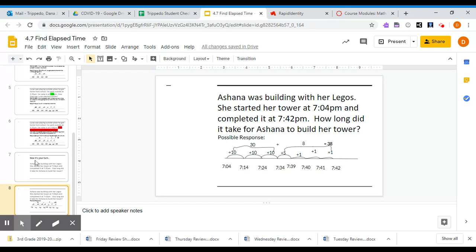And so now you guys have had some time to complete it. So hopefully your number line looks something like this. I chose to hop 3 times by 10 and then 1 time by 5, because remember we can count by 10s and 5s on the clock. And that got me really close to the end time of 7:42. And then I knew from there I needed to just hop by 1s until I got to my time. And then again, I chunked my easy numbers together. So when I add 30 and 8, I get 38. So it took Ashana 38 minutes to build her tower.